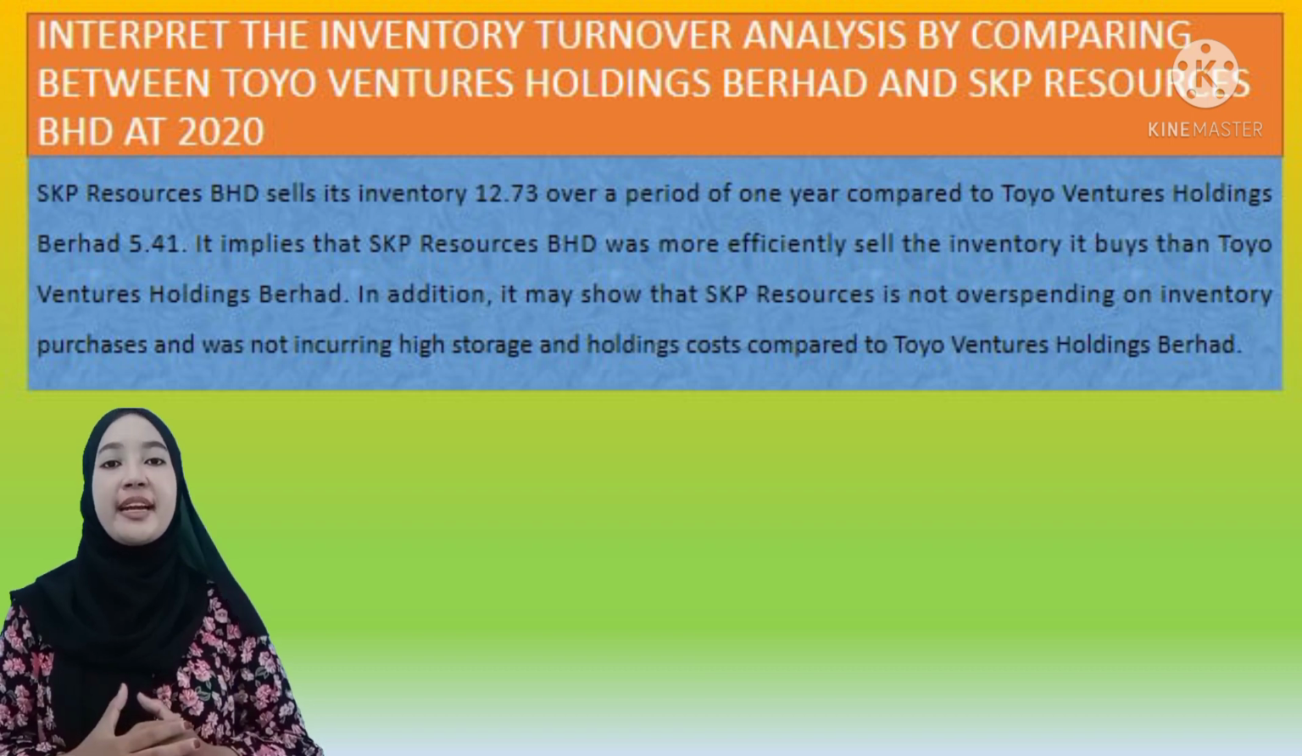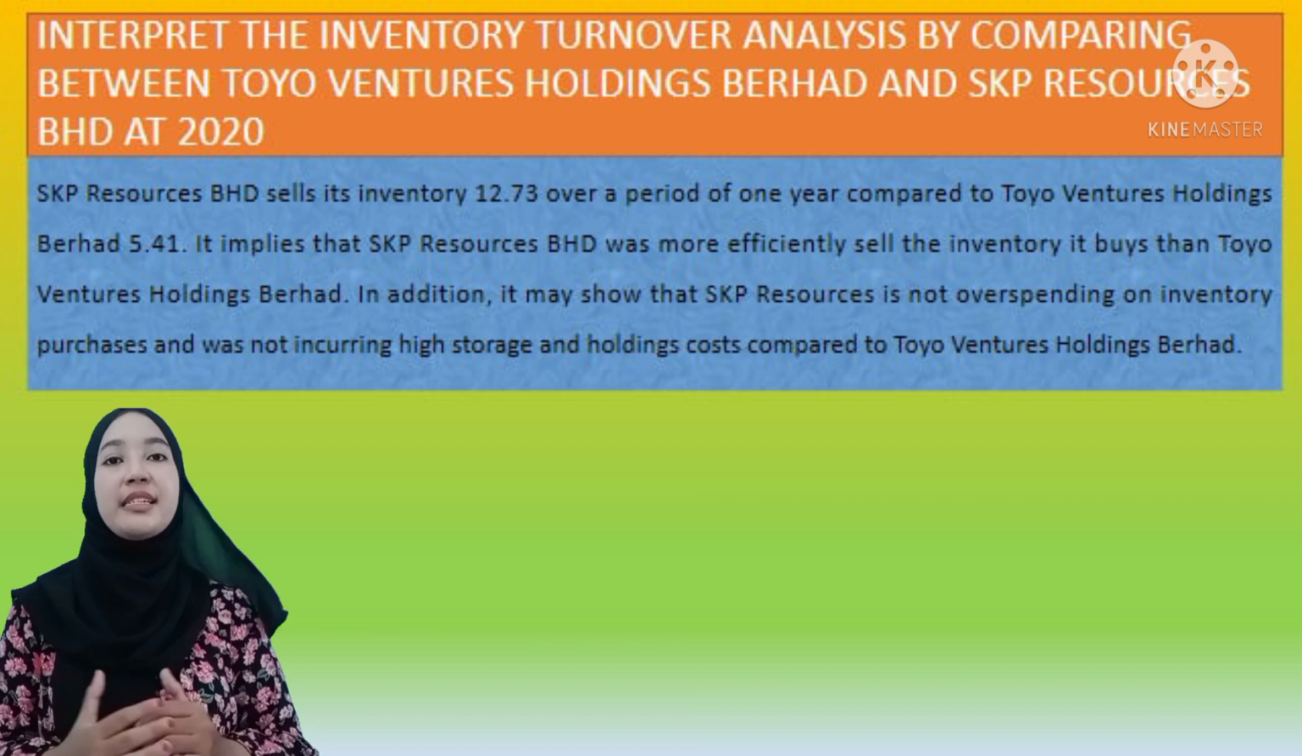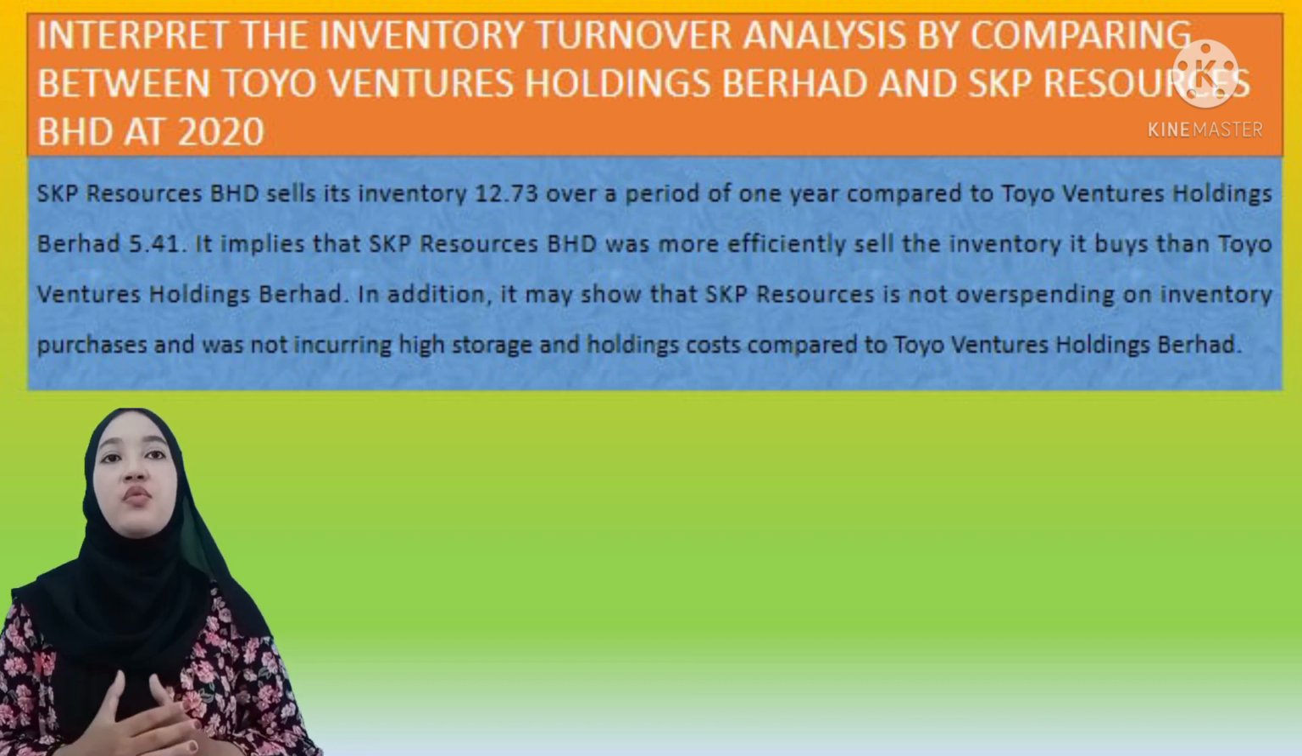I will interpret the inventory turnover analysis. SKP Resources Berhad sells its inventory 12.73 times compared to Toyo Ventures Holding Berhad, 5.41. SKP Resources Berhad was more efficient in selling the inventory it buys.